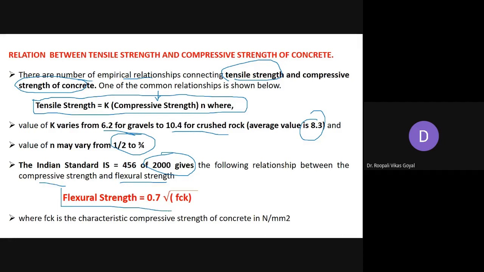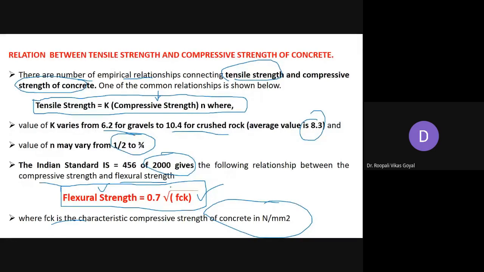Flexural strength is equal to 0.7 into square root of fck, and what is this fck? It is the characteristic compressive strength of concrete in Newton per mm square. In the laboratory, when we find out compressive strength, because normally we have to find out this compressive strength, this is the essential parameter. So you can find out this flexural strength approximately by using this particular relationship.